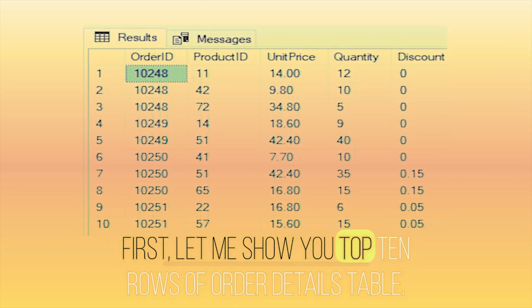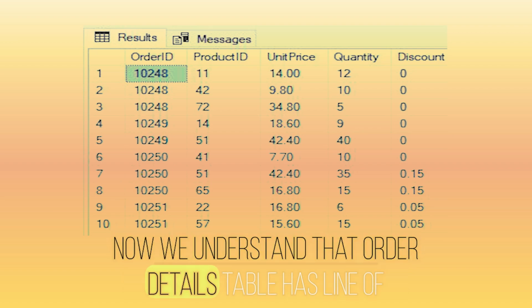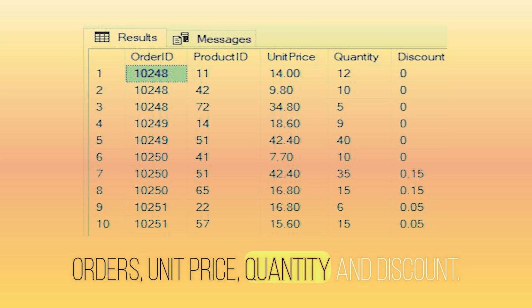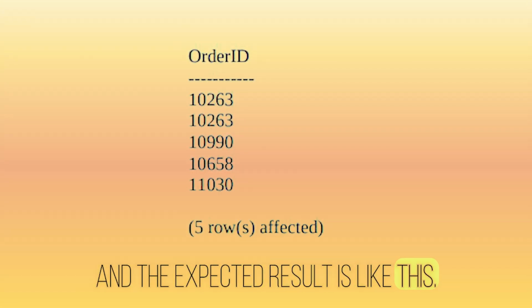First, let me show you the top 10 rows of the order details table. Now we understand that the order details table has a line of orders, unit price, quantity, and discount. And the expected result is like this.